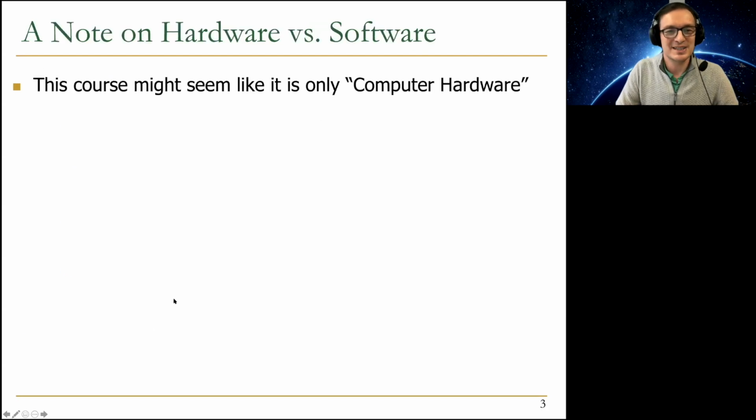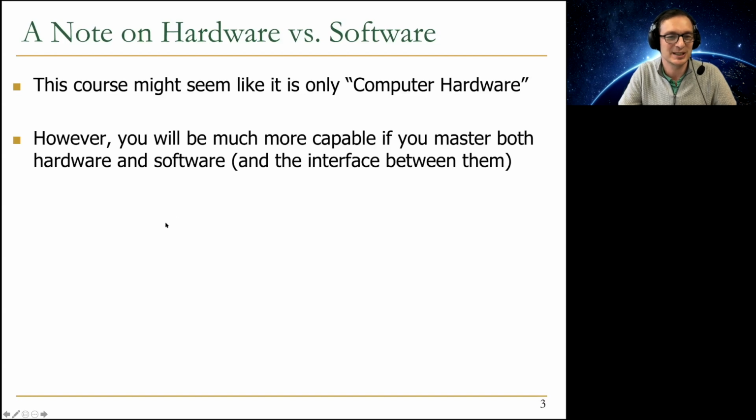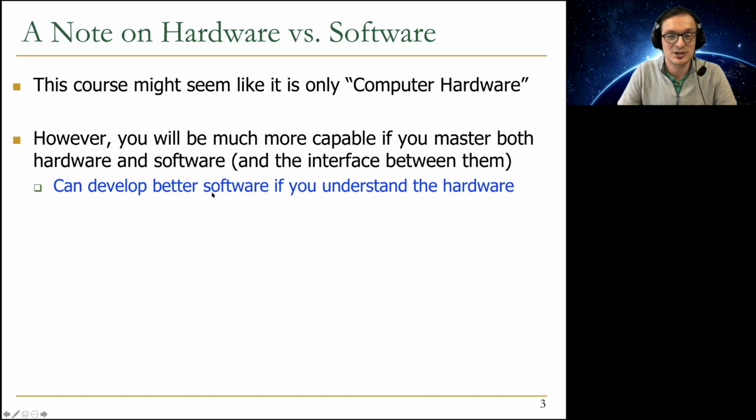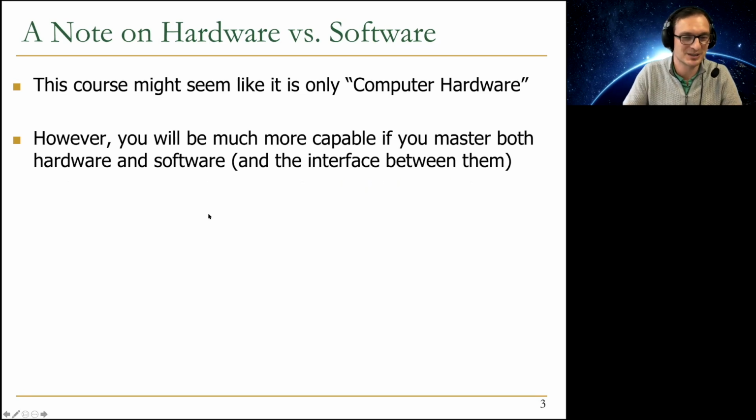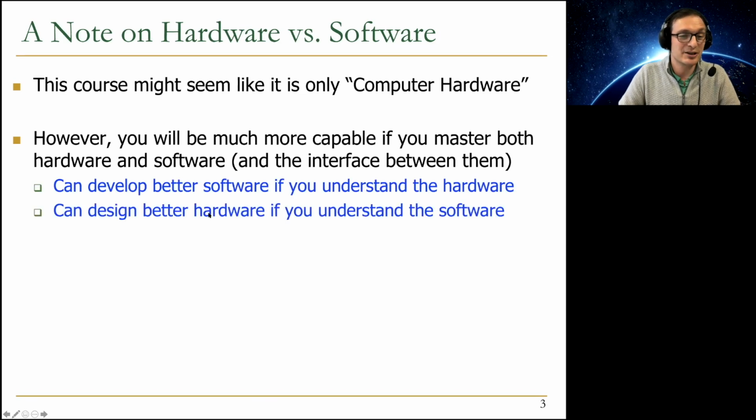Okay, before we start, I should also remind everyone that this course may seem like it's only computer hardware, but hopefully it's clear to you based on what you've discussed earlier that you will be much more capable if you master both hardware and software and the interface between them. And we're going to try to look into the software a lot as well. You can develop better software if you understand the hardware. So even if you're going to be a software engineer in the future, whenever you write a program that needs to perform well, you'll have to understand what's going on in hardware, as we've discussed before. And whenever you have problems, certainly you'll need to understand what's going on. And you can design better hardware if you understand software also. Basically, it goes both ways, essentially.